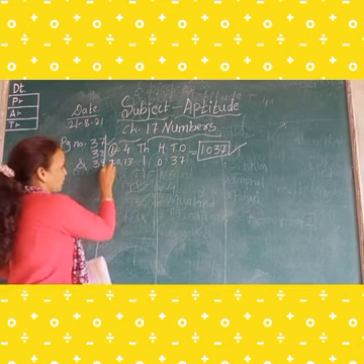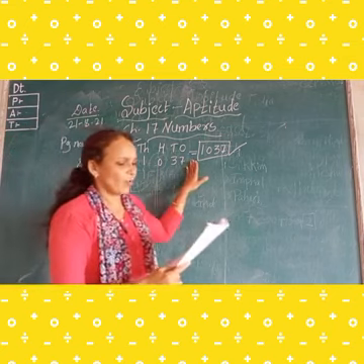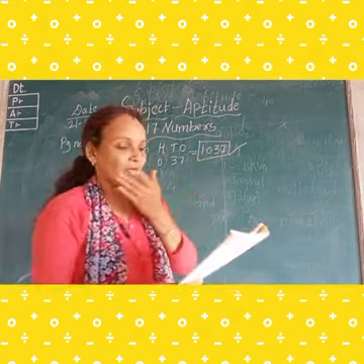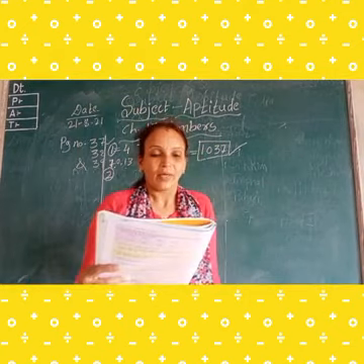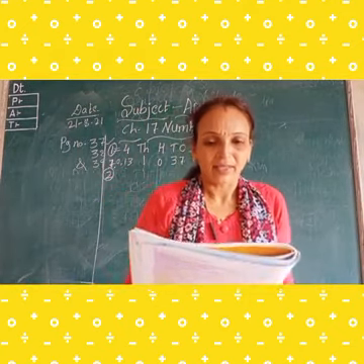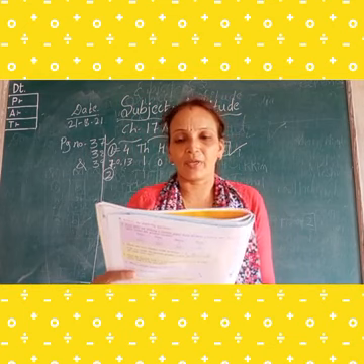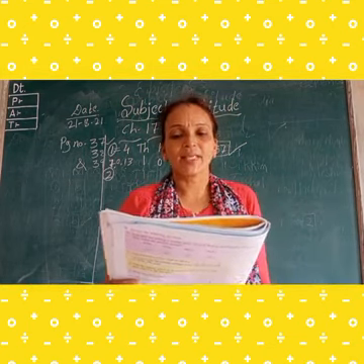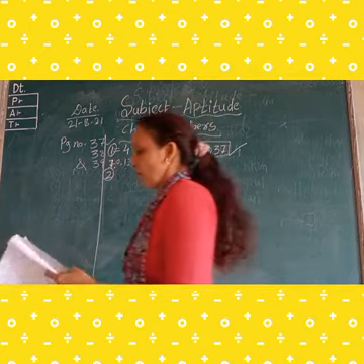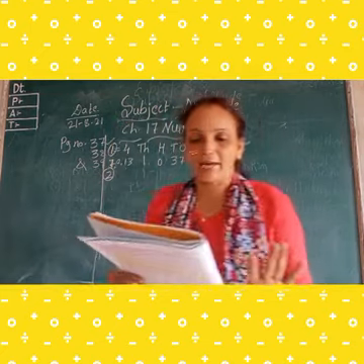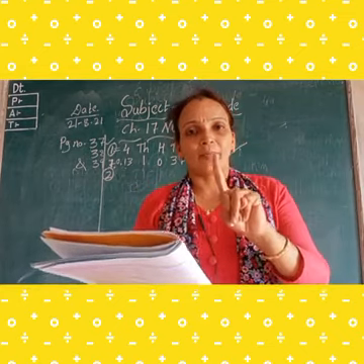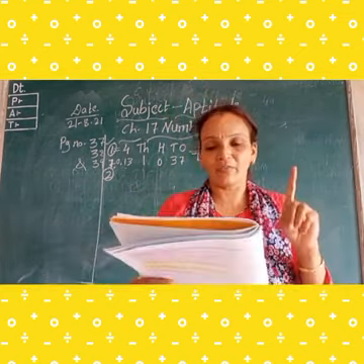Now the second one. The smallest number is 1037. If we add 3 to an even number, we always get an odd number. Is it true? Yes. How? If we add 3 to an even number, we get an odd number.